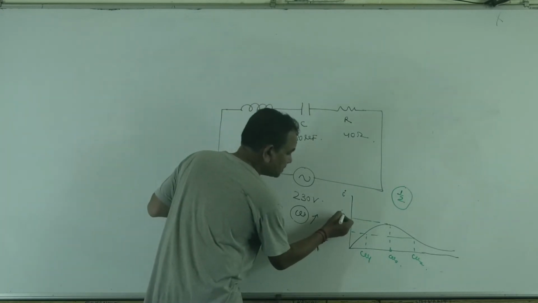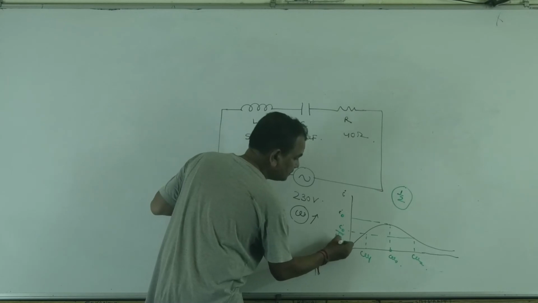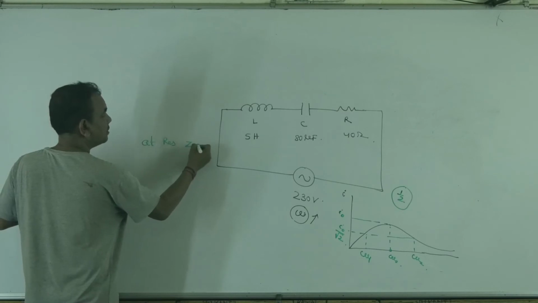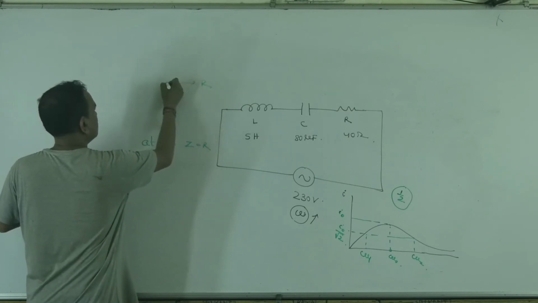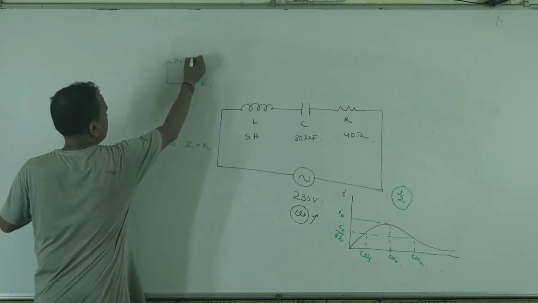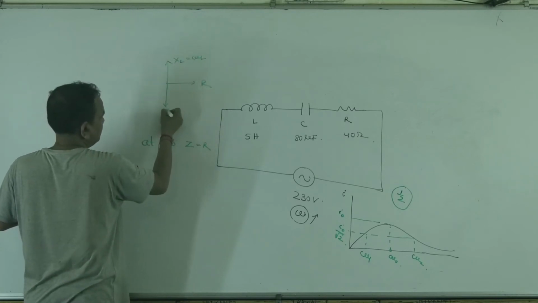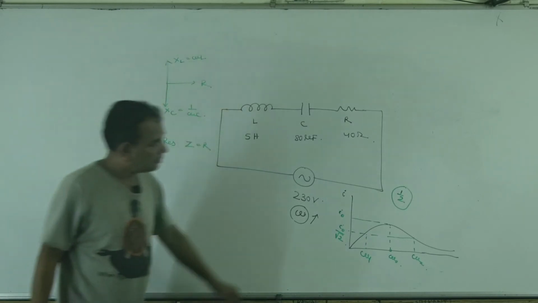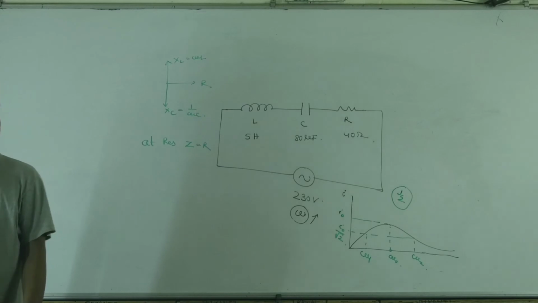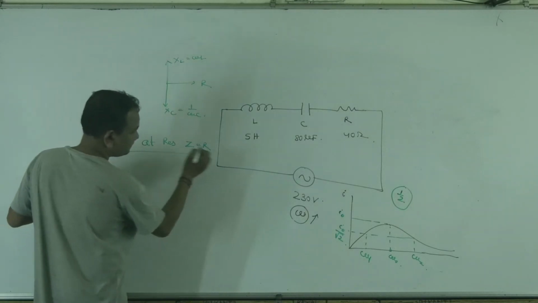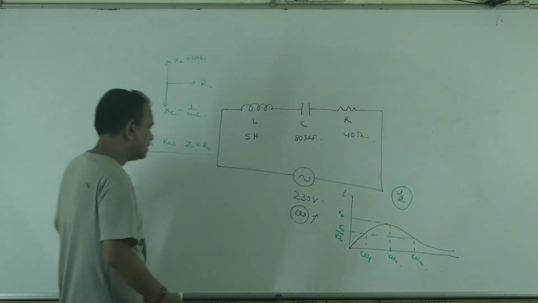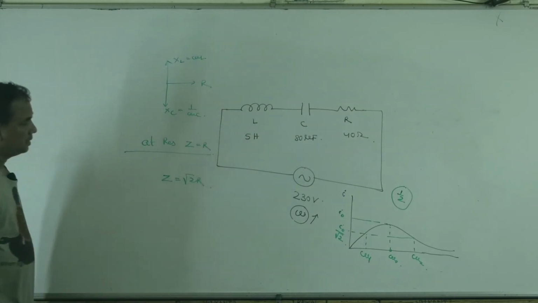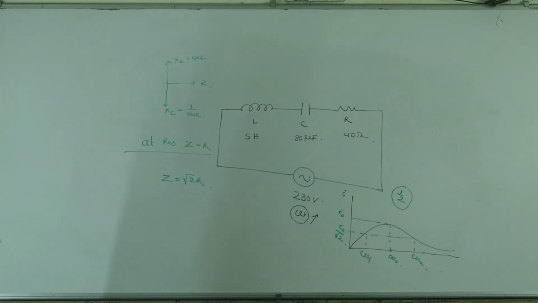So power consumed half means what? Current should be I naught by root 2. At resonance, Z is equal to R, because of R, XL and XC. When XC and XL are equal, that particular point is called the resonating frequency, at which Z is equal to R. If current is I naught by root 2, then Z becomes root 2 R, yes or no? If Z is root 2 times, current will be 1 by root 2 times.